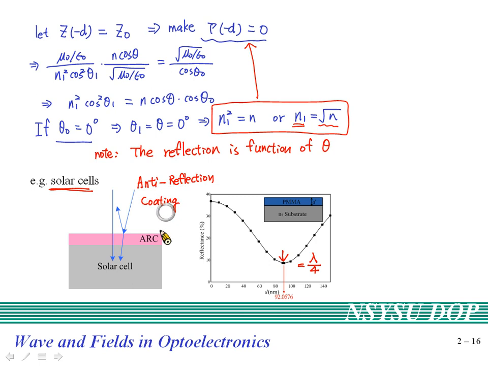And for such an ARC, we have only put one layer. We call it a one layer ARC. And in your research, if you want to reduce the reflection, you can choose a one layer ARC over the substrate or over your device to reduce the reflection and have more light into your material.